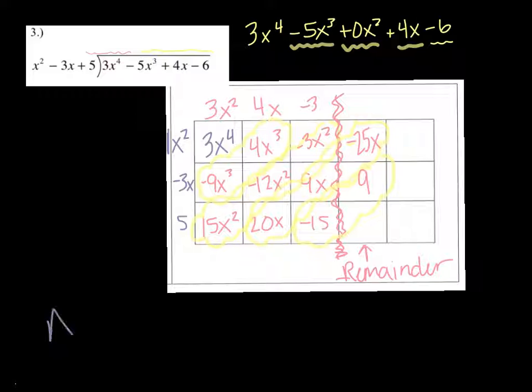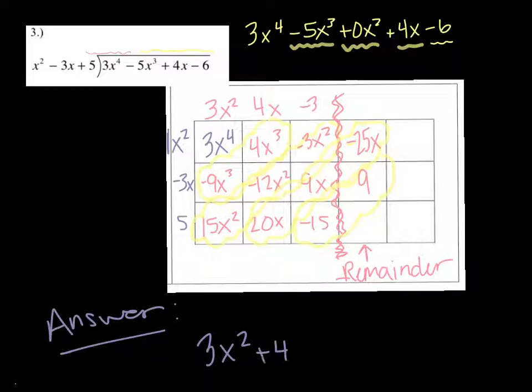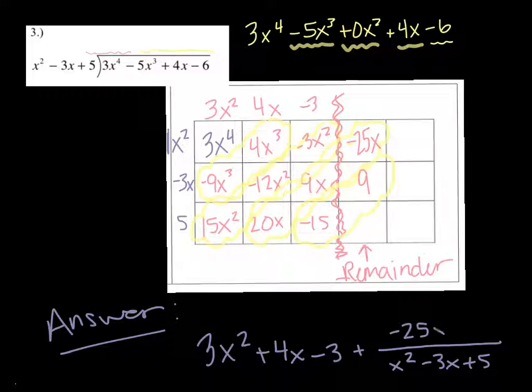So you would write your answer as what is on the top of your box. So 3x squared plus 4x minus 3. And then I just always add the remainder over top of what you're dividing by. So the denominator of your remainder will be x squared minus 3x plus 5, and the top will be negative 25x plus 9.